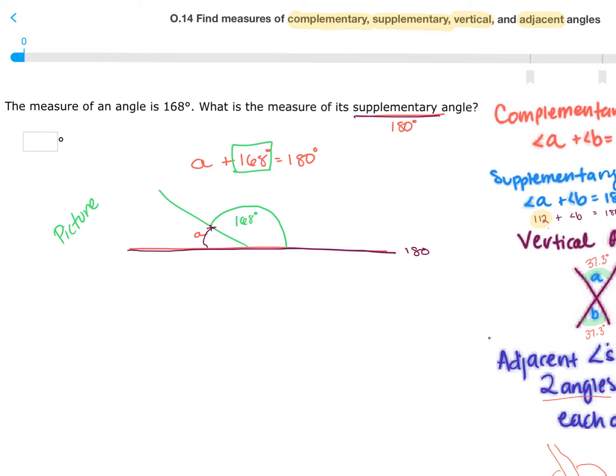So then, again, you subtract from 180. So I'm going to set up the equation, which I did over here.